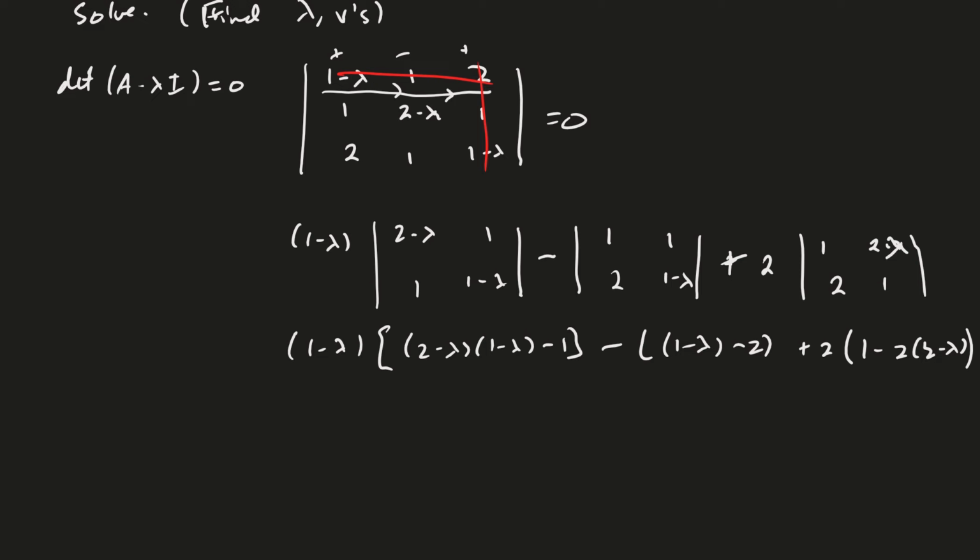And now, if you expand all this out, sometimes we can simplify this a little bit without expanding it all out. I don't like to expand it out unless I absolutely have to, but in this case, I think we end up having to. And so you can double check that if you expand this, you get minus lambda cubed plus 4 lambda squared plus lambda minus 4.